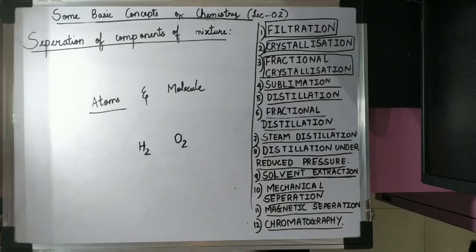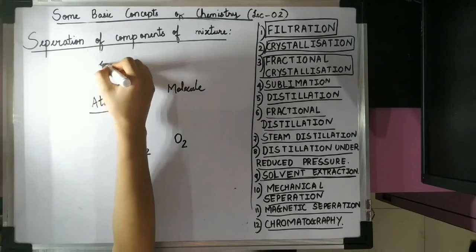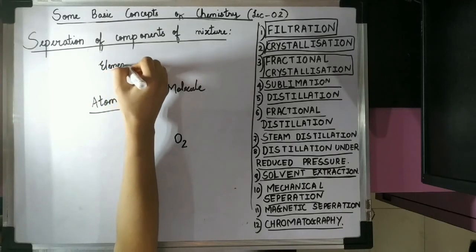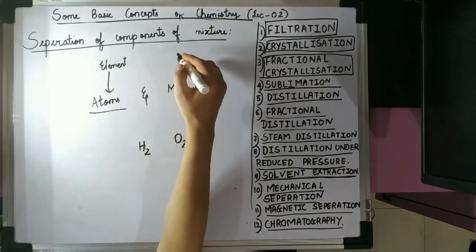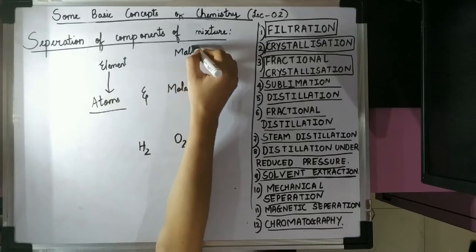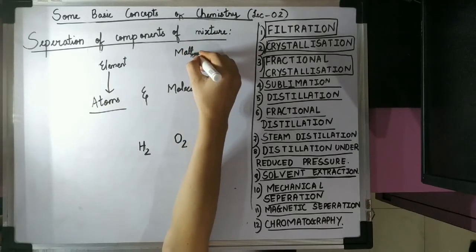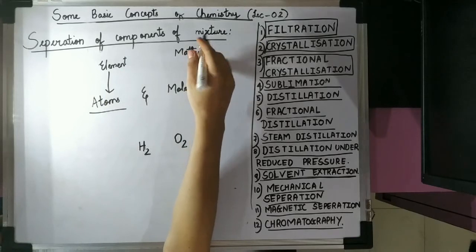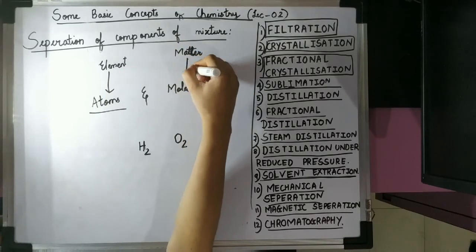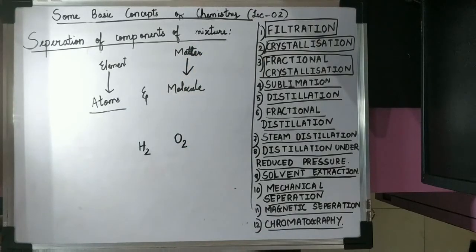Now what is a molecule, on the other hand? A molecule is the smallest particle of matter. So the smallest particle of an element is an atom, and the smallest particle of matter is a molecule. Matter is something which is present in the system, in the surroundings, or in the universe. So matter is actually what we see is present.